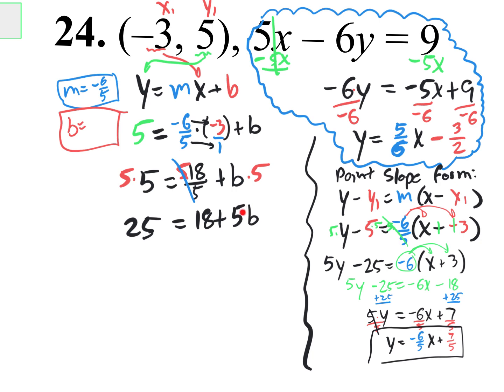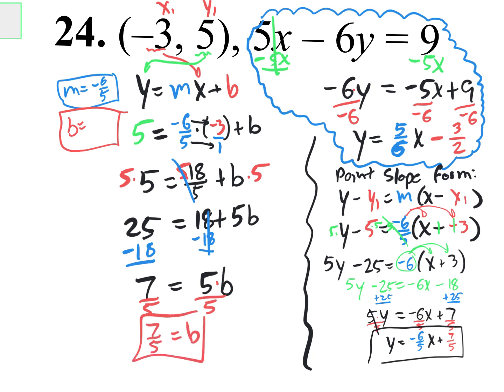Let's get b by itself on this side by getting rid of the 18 first. So we're going to subtract 18. Subtract 18. That's going to give us a 7 equals 5b, which really means 5 times b. To get rid of that multiplication of 5, you divide by 5, and you'll get 7/5 equals b. That means b equals 7/5.